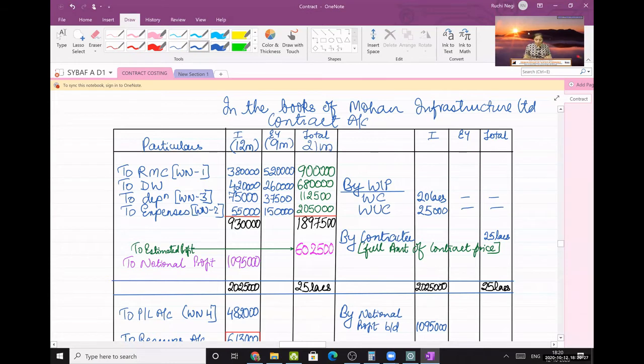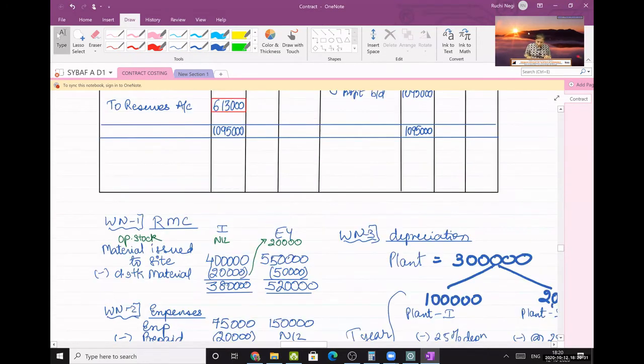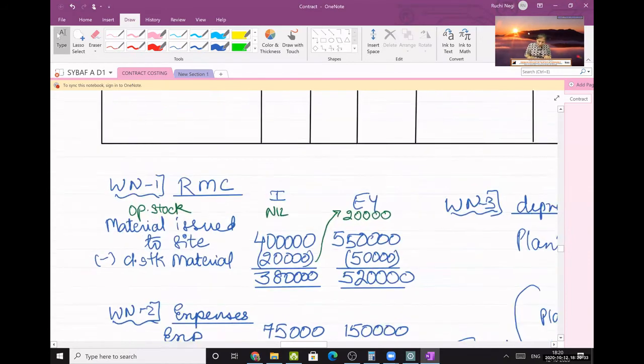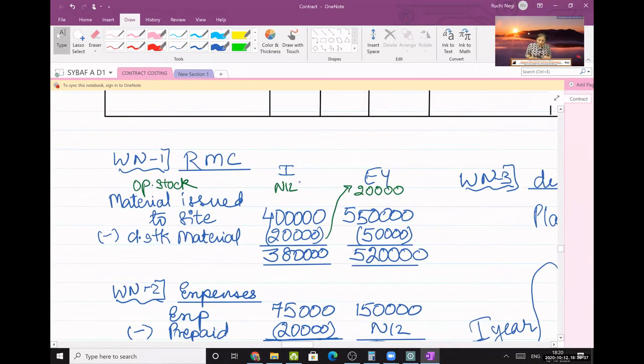So raw material consumed. Students, start with this. Raw material consumed. We have to consider the opening stock because closing stock won't come. There will be no closing stock in the last year, but opening stock will definitely be there.